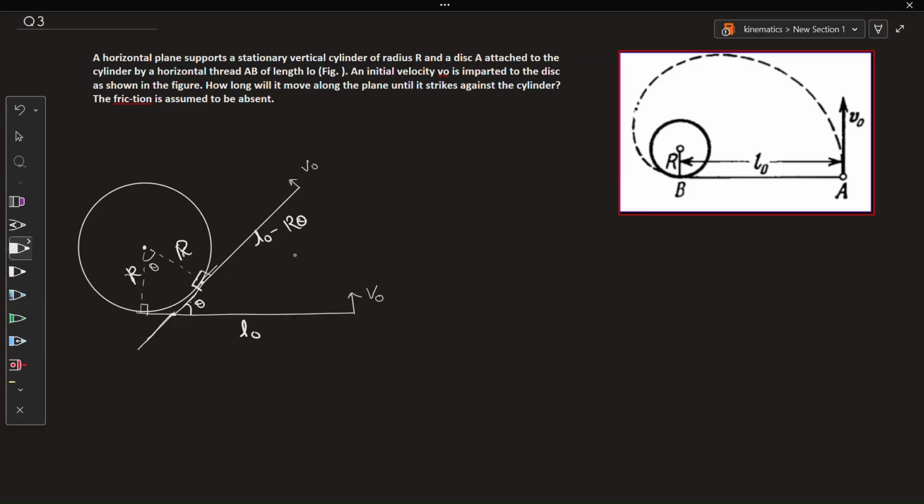So for every d theta change over here, you will also get d theta change over here. So for every d theta here, you will get d theta change over here. So the length transferred in d theta is nothing but the arc length, that is ds is nothing but L naught minus r theta into d theta.